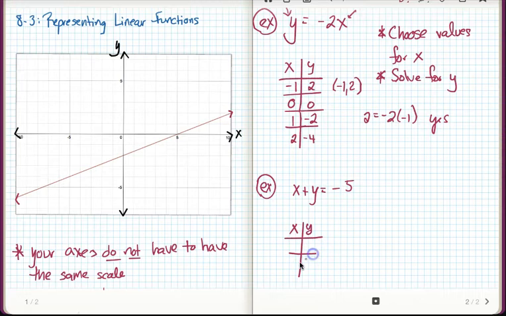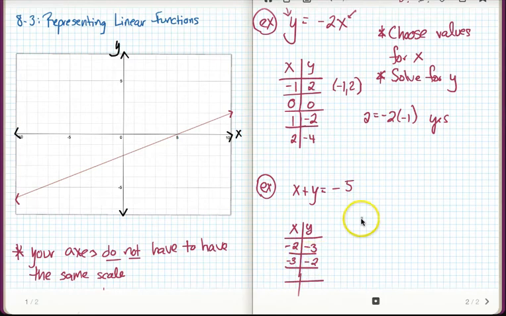Again, there are lots of different ways to do it. You can probably just look at this equation and come up with some ordered pairs in your head that work. So what two numbers add together to get negative 5? Well, we know that negative 2 plus negative 3 happens to equal negative 5. So there we go. I've put that in. Also, negative 3 plus negative 2 happens to equal negative 5, the reverse.